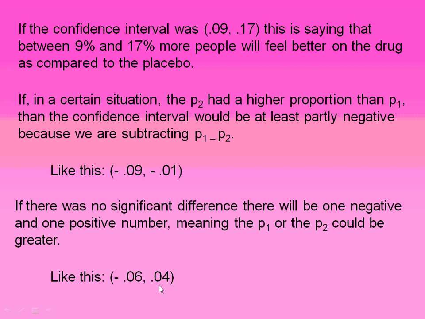And if you see a negative and a positive, like we did in our driving example, it's saying there's no significant difference, because one side, this is saying, could be 6% greater, or the other side could be up to 4% greater. So it's inconclusive.